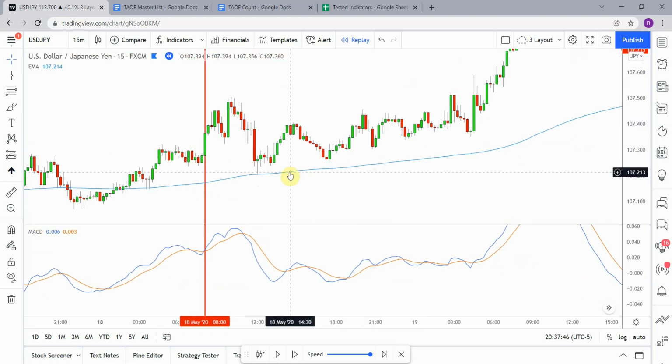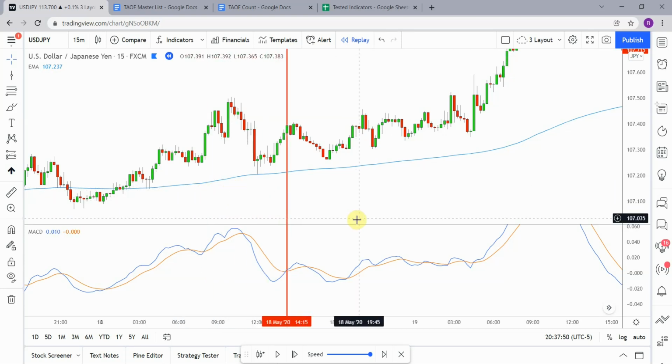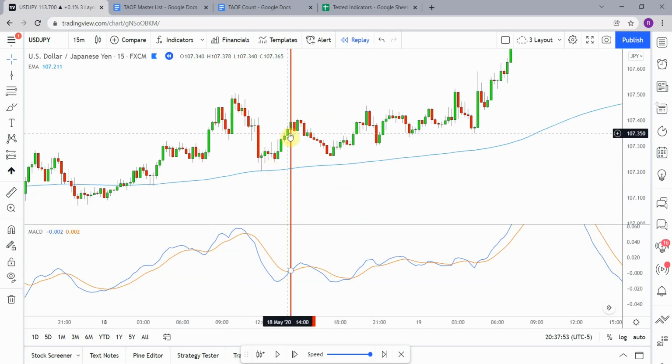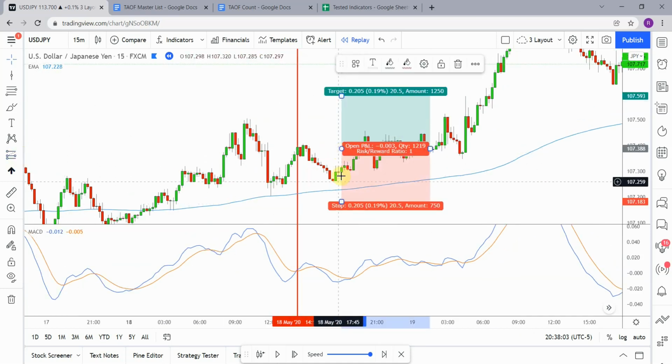But then over here on this side, you can see that we pick up a signal right there on that one. Same setup. The price action is above the EMA. Then we get the cross of the blue line above the orange, and we would have a 2-to-1 risk reward.